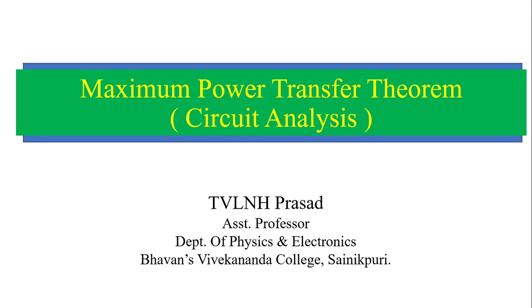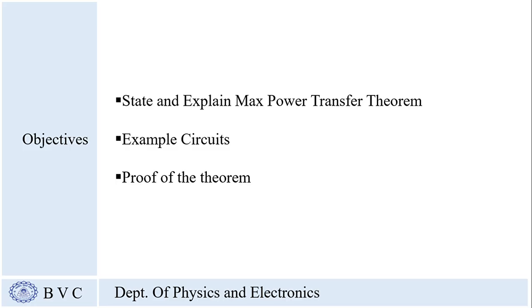When you are applying this theorem to a DC network, the maximum power condition changes when you apply it to an AC circuit. Okay, so let us have a look at the objectives. First, we are going to define what the maximum power transfer theorem is. We are going to state it and explain it by taking one small example, and we will apply that on a given circuit. After that, we are going to see the proof of this particular theorem.